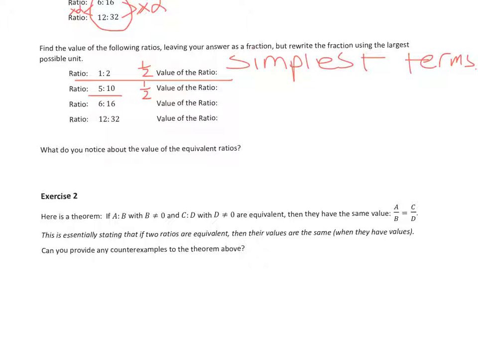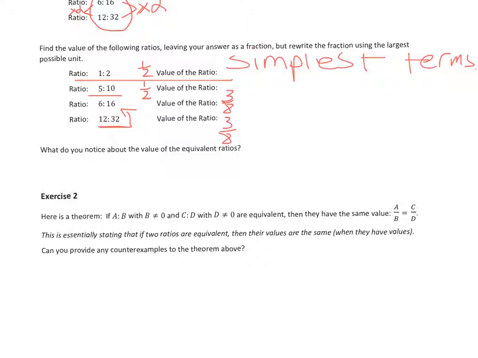So 6/16 can already be divided. I can already make this smaller. If I divide both of these by 2, I get 3/8. And that is as simple as it gets. So the value of this one is 3/8. And since this was equivalent to that one, it is also 3/8.